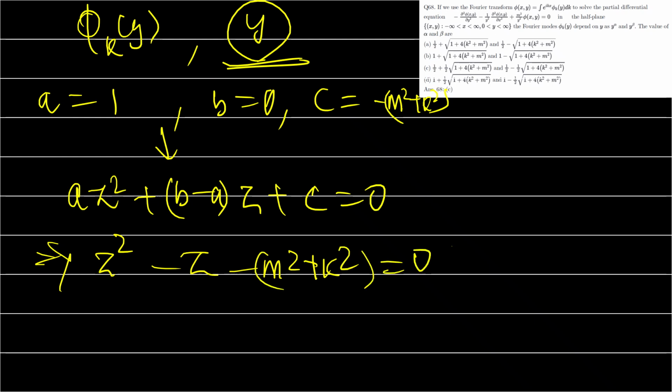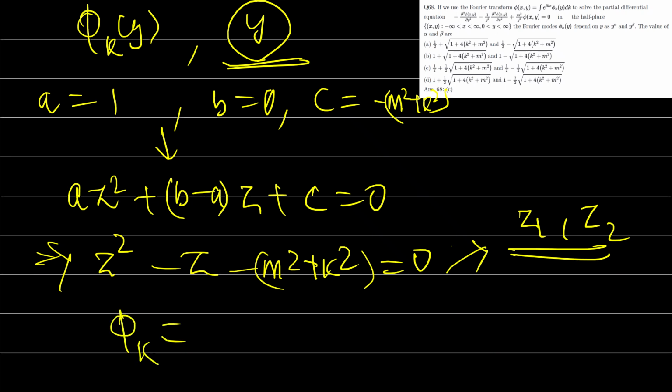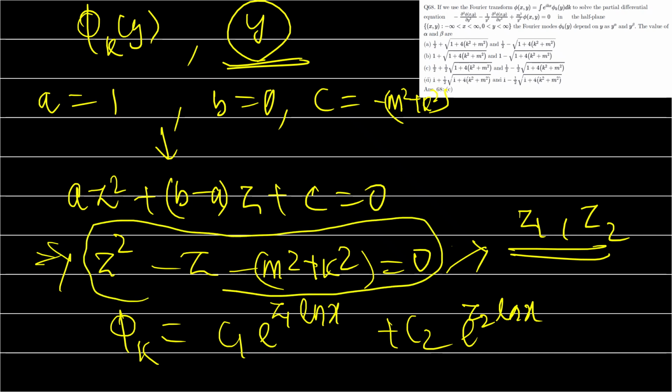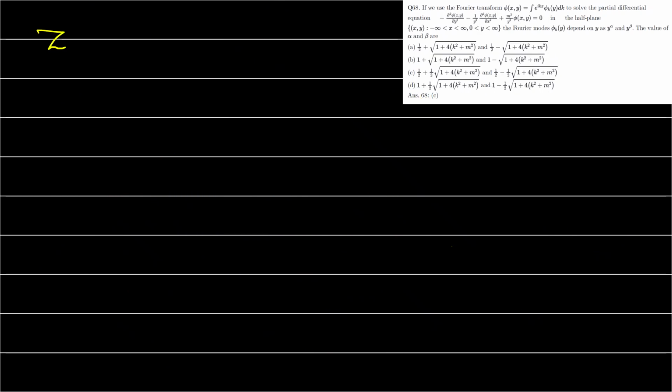This is basically the auxiliary equation whose solutions are z1 and z2. And phi k can be obtained as c1 e to the power z1 ln x plus c2 e to the power z2 ln x. For that we have to first evaluate z1 and z2 by using this quadratic equation. Okay, let's solve this quadratic equation. So z square minus z minus m square plus k square equal to 0.